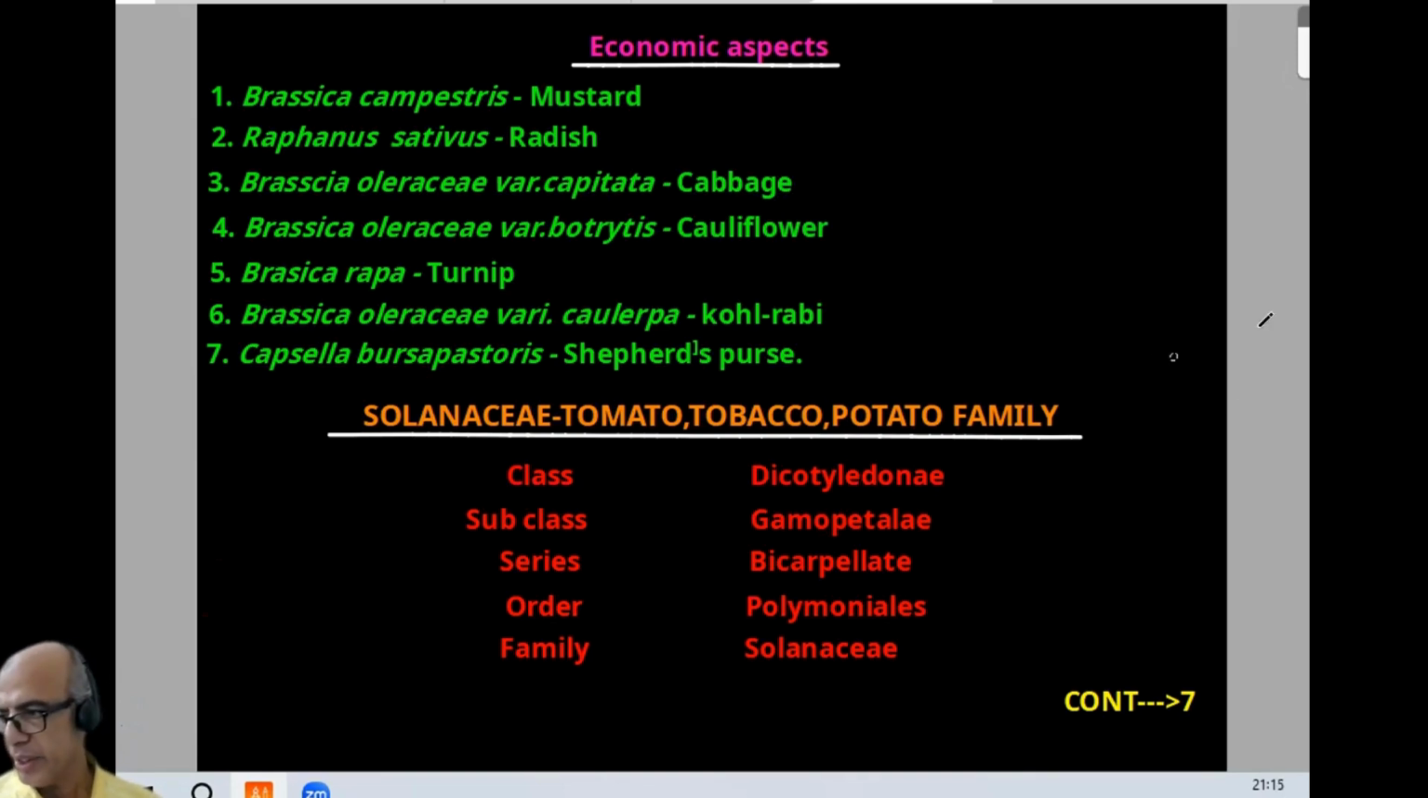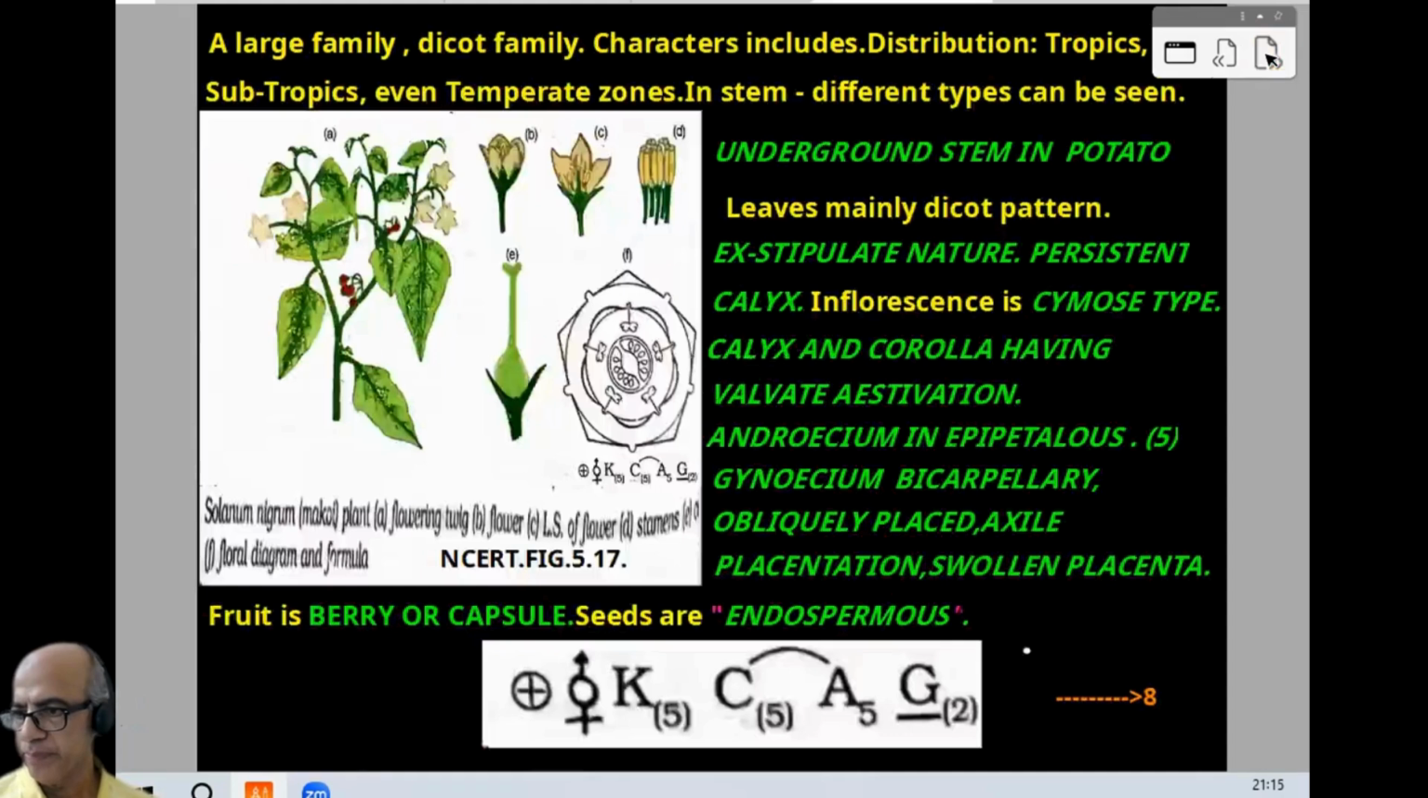Now, what are the basic characters of the family? See, Solanaceae is a comparatively large dicot family. Dicot family means basic characters of dicots should be there. Characters include distribution wise, it is tropics, subtropics, even the temperate zone we can find. Stem, when we take, there are certain differences we can find because there will be certain underground stem in potato, stem tubers. So underground stem tubers in potato. Leaves basically dicot pattern, venation, etc. Exstipulate nature. Then persistent calyx, that is an exam question. Inflorescence is cymose type.